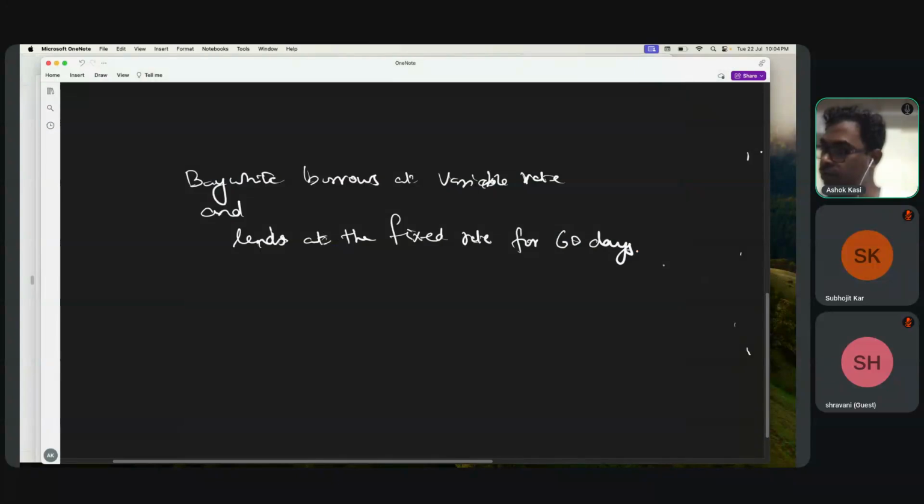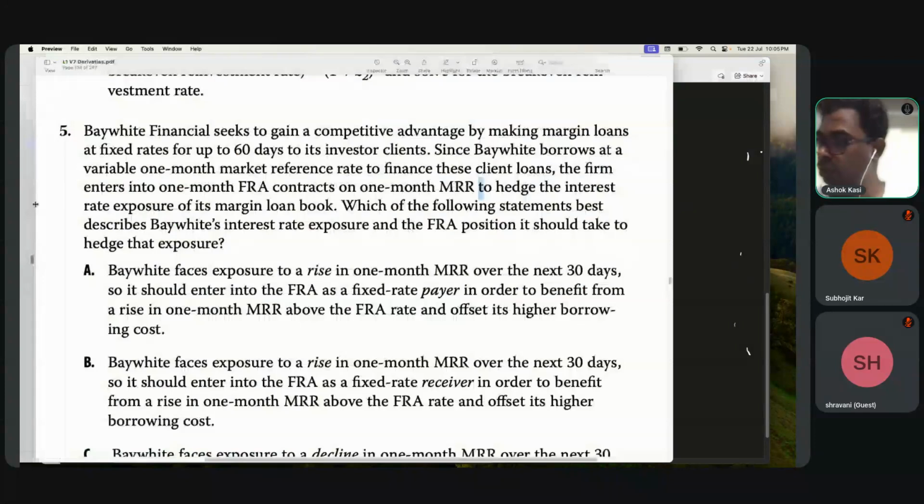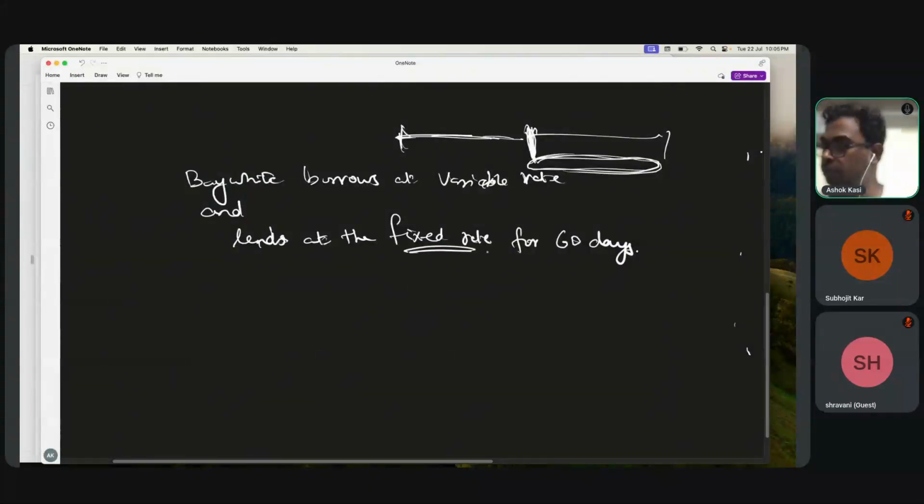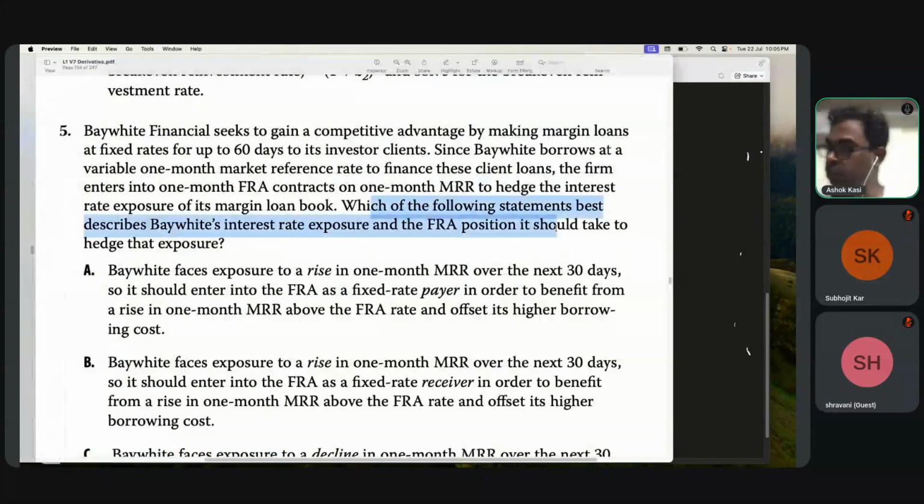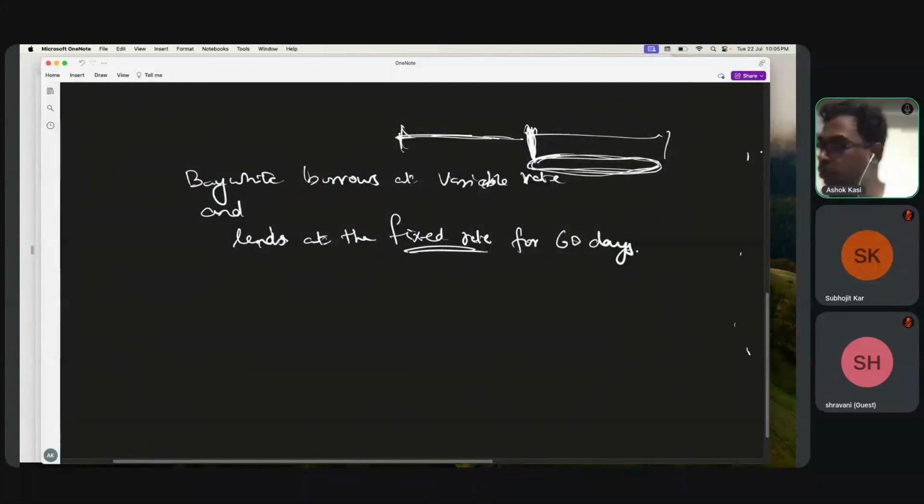Okay. So that means every time they borrow, today they will agree to buy after 1 month for 1 month. So the rate will keep changing. So that is the problem. But they are lending money at the fixed rate. So how do they hedge this problem? Your problem is you are getting a loan at the variable rate. So how do you hedge? You have to make it fixed, or you have to push this risk to somebody else.